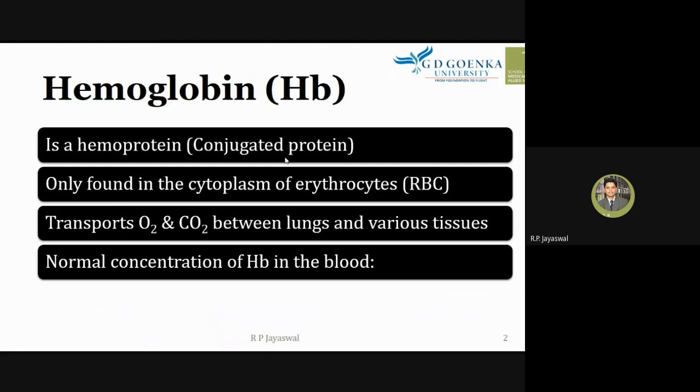The normal concentration of hemoglobin in the blood in adult males is 13.5, or we can say 14 to 16, or 13.5 to 16.5 gram per deciliter. In females, it is 12 to 14, or 12 to 14.8 gram per deciliter. The values vary slightly according to the lab or textbook, so in general you can learn this concentration of hemoglobin in the blood.